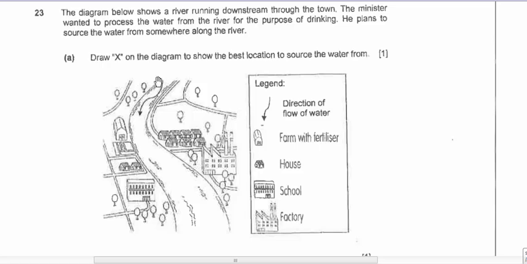Well, basically, the best place is actually at the top here. Anywhere along this part here will be the best, because once the water starts going down, the farm with fertilizer, the fertilizer may spill in, houses will throw litter in, schools may dump litter in, factories may dump pollution in, so the whole river may get polluted. So the best is when it just starts. So your explanation will look something like this: the easiest way is to explain that the water upstream is not polluted.